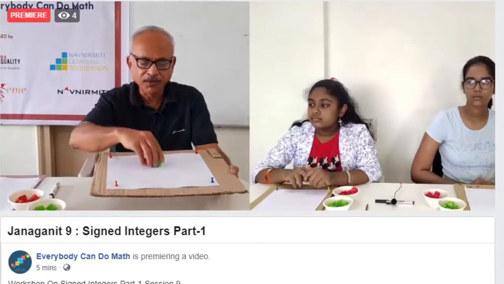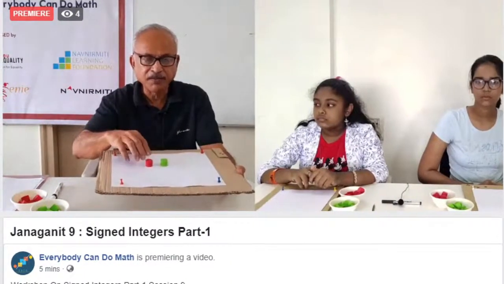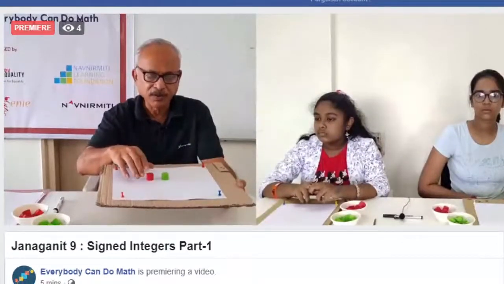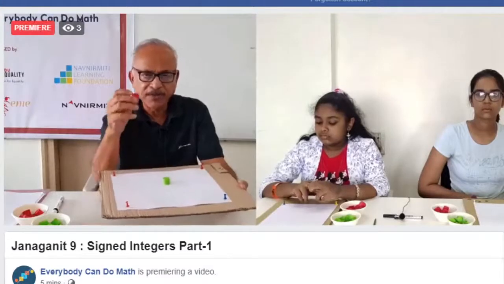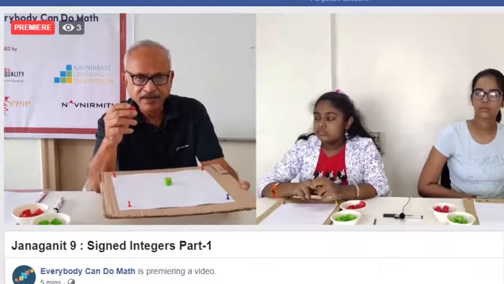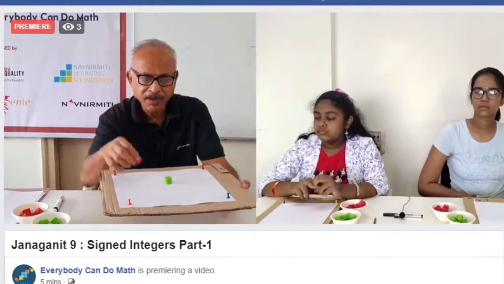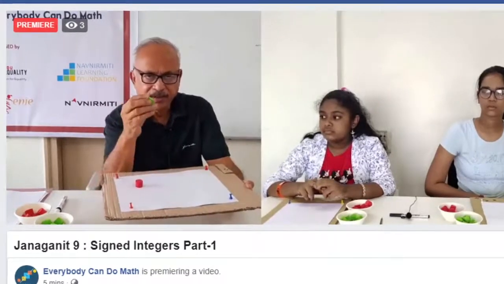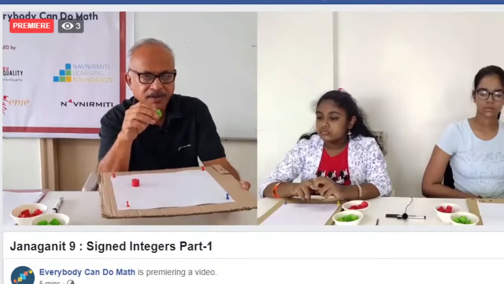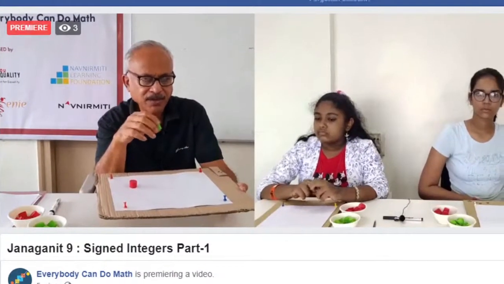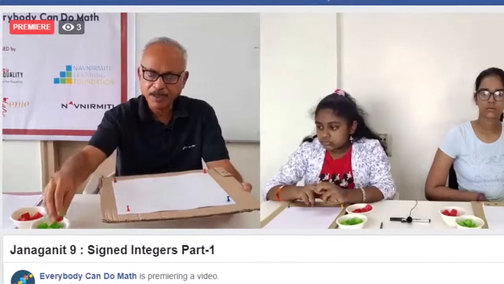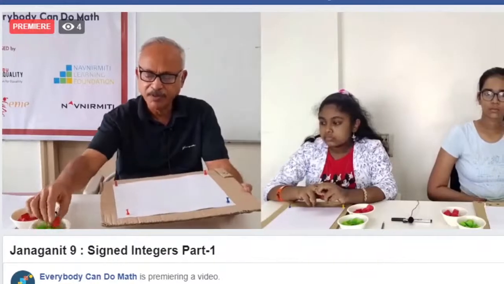I started out with 0. I took a loan, but since I have to repay the loan, my net worth is still 0. So I call this loan as -1. I call this rupee as +1. This is the language that we will be using in this session.